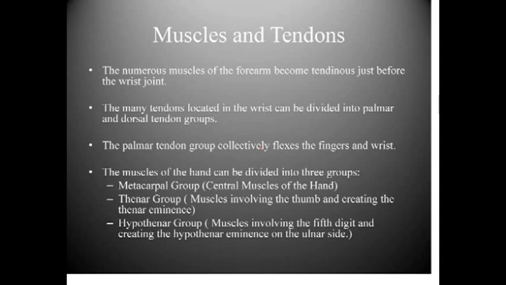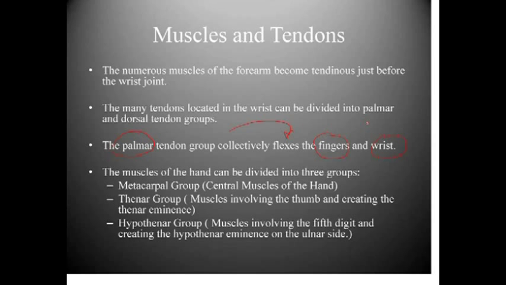The numerous muscles of the forearm become tendinous just before the wrist joint. The many tendons located in the wrist can be divided into palmar and dorsal tendon groups. The palmar tendon group collectively flexes the fingers and wrist. So palmar flexes fingers and wrist.